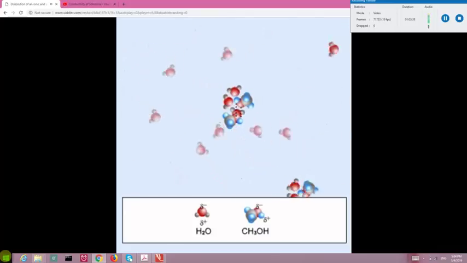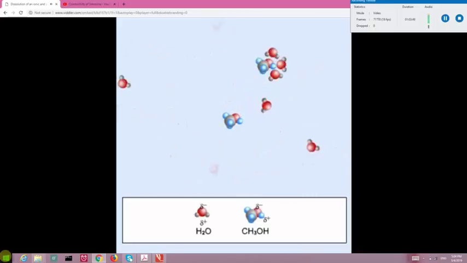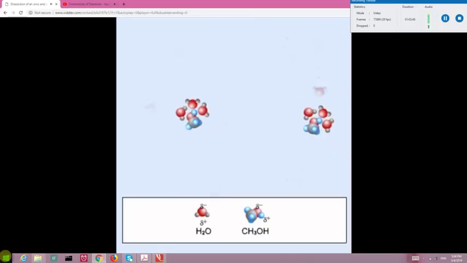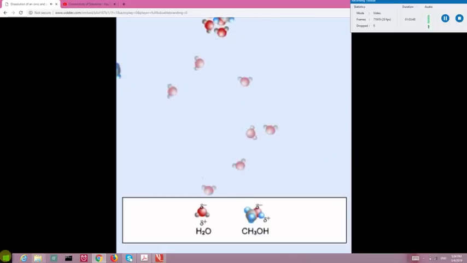So these are going to go off into solution and separate and be surrounded by water molecules now, and that's what the process of dissolving looks like. But you'll notice a key difference here. We're not actually breaking the molecules apart. The molecules are still intact.